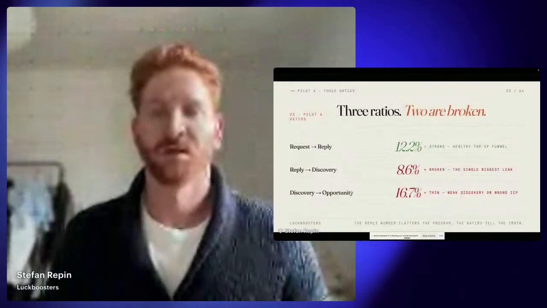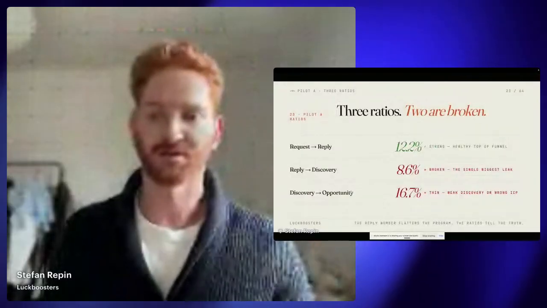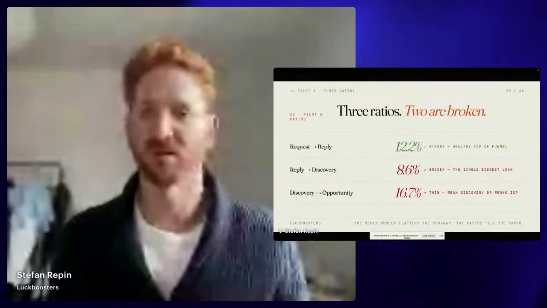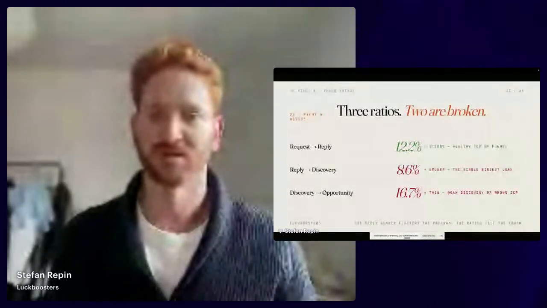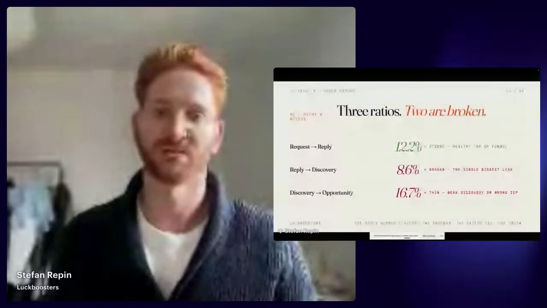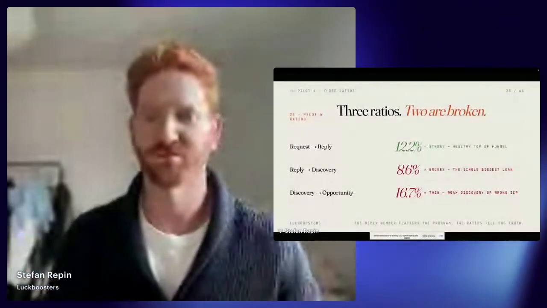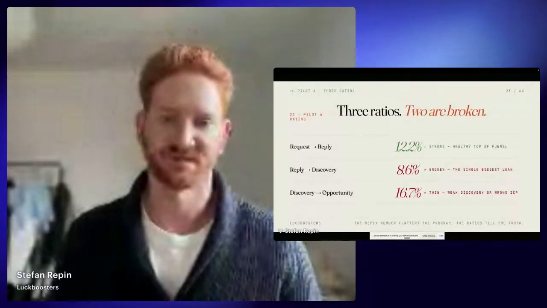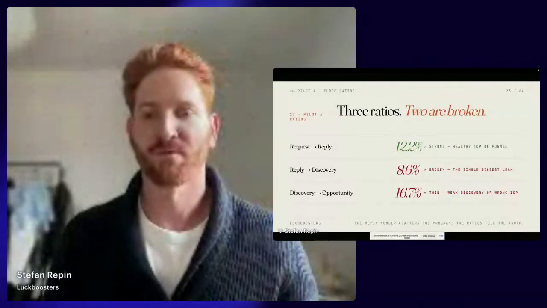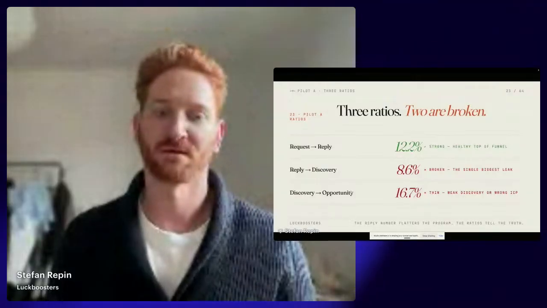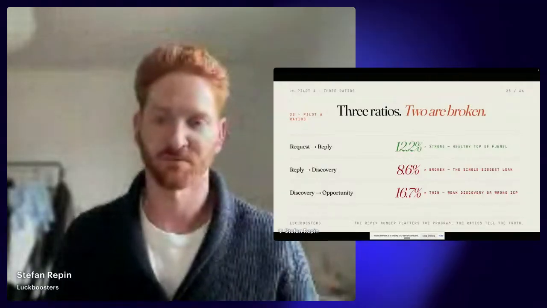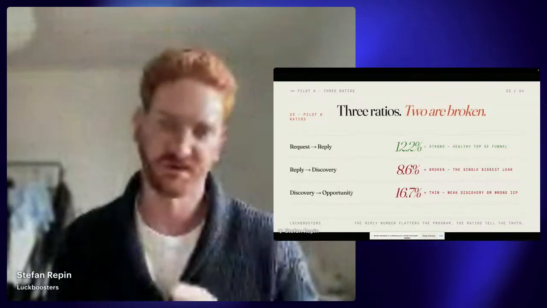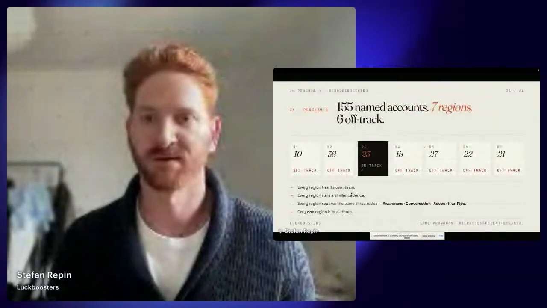In this one, we had 3 ratios and 2 were broken. The request to reply was 12.2%, so good, top of funnel. Reply to discovery, the single biggest leak, was 8.6%. Then 16.7% means thin, weak discovery or wrong ICP. This is what matters. So look into the reply to discovery and opportunity rates. Look into the numbers.